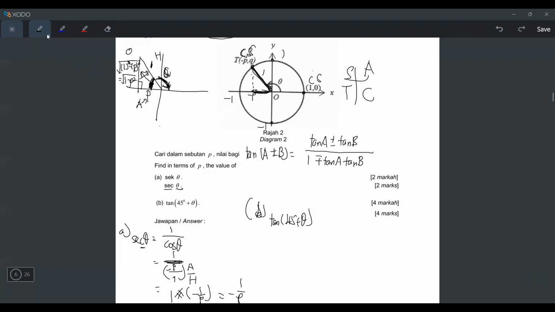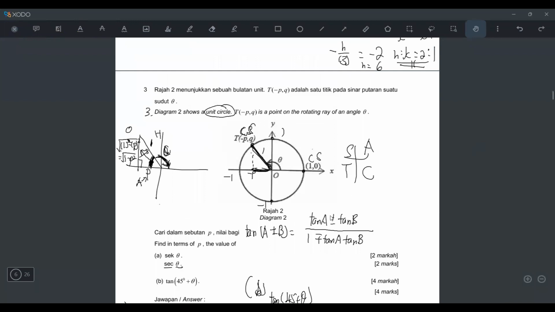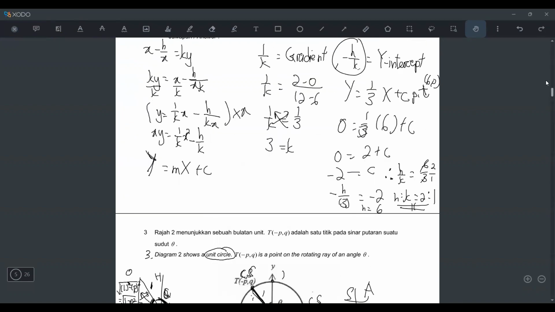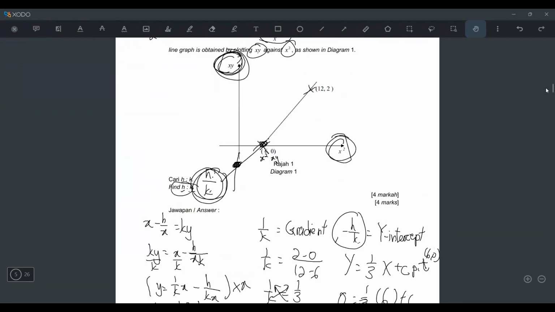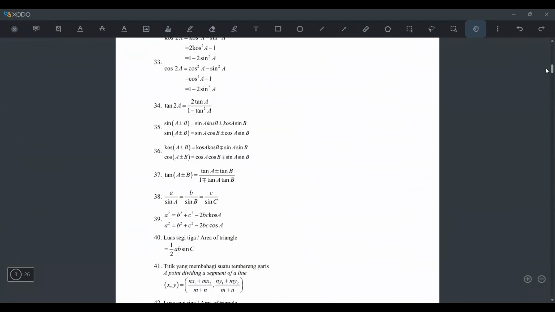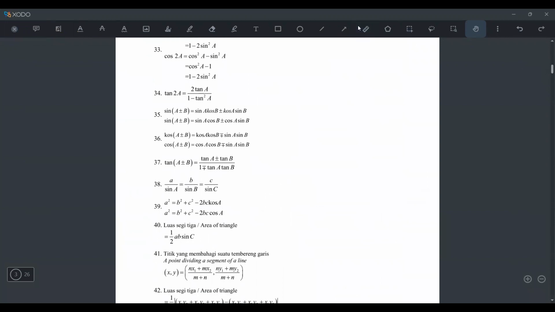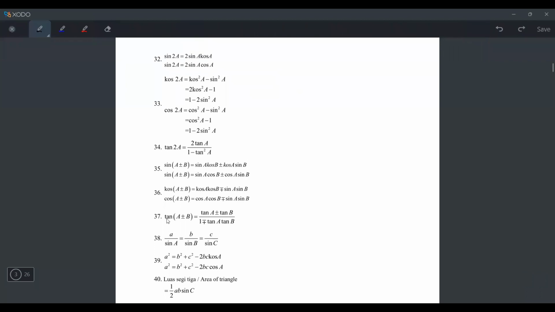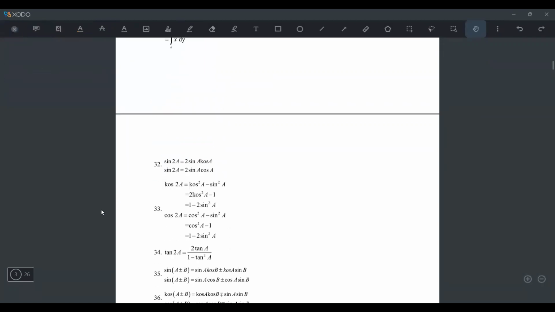Okay, let's scroll up to the formula sheet and find this formula. Tangent A plus or minus tangent B over 1 minus or plus tangent A tangent B. The formula is given in the exam. So I already found it. Did you find it? It's here, right? Can you see it? So this is the one. I asked you to memorize this one, right?